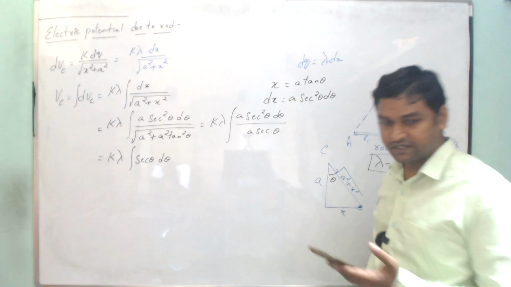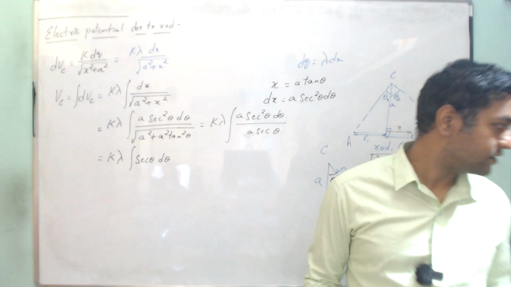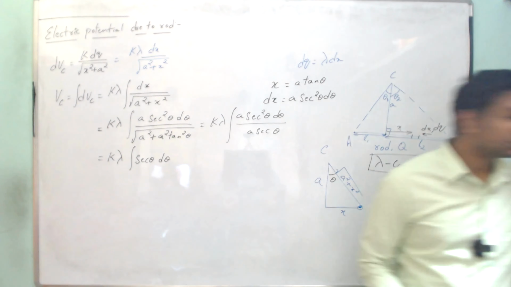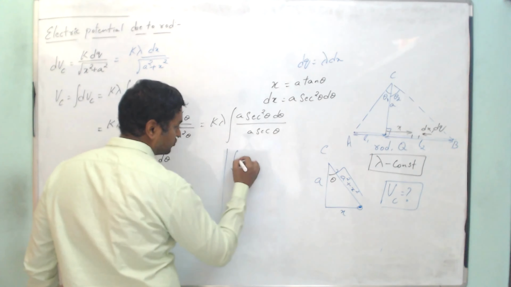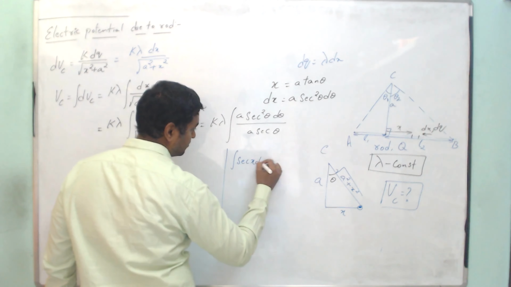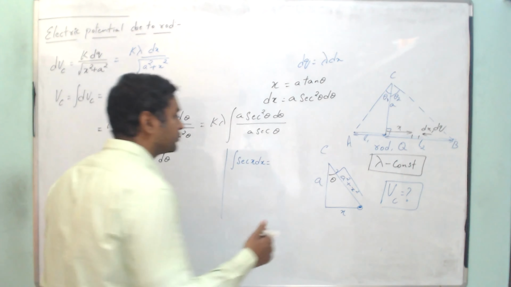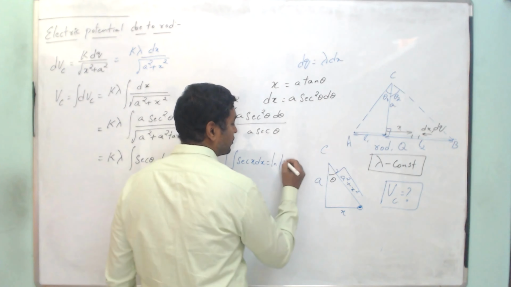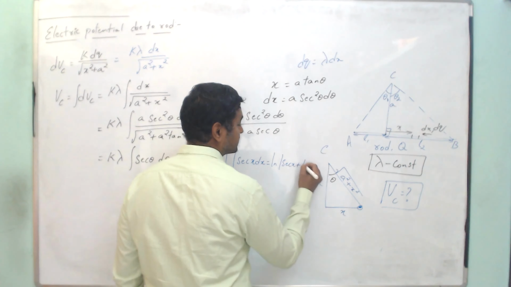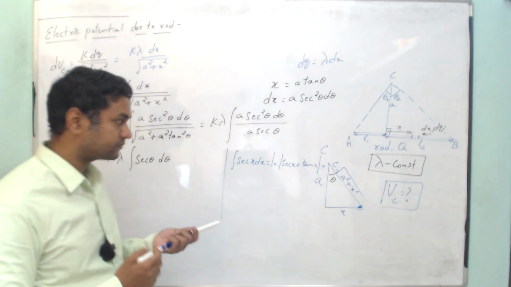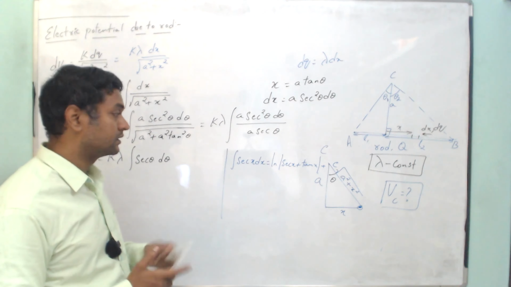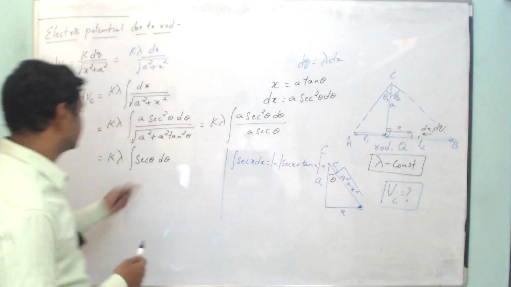So integral secant x is ln mod secant x plus tan x. Once integration is done to you in mathematics, then you will remember all these things. Ln mod secant x plus tan x plus c, obviously. So here the limits for theta is minus theta 1 to theta 2.